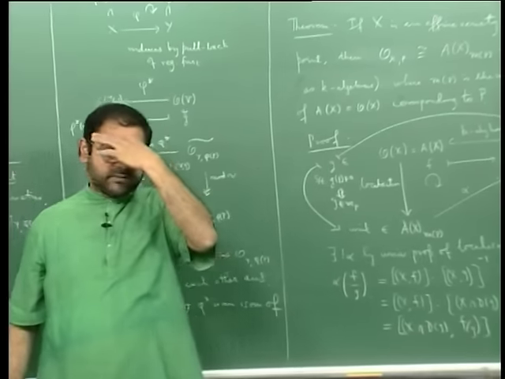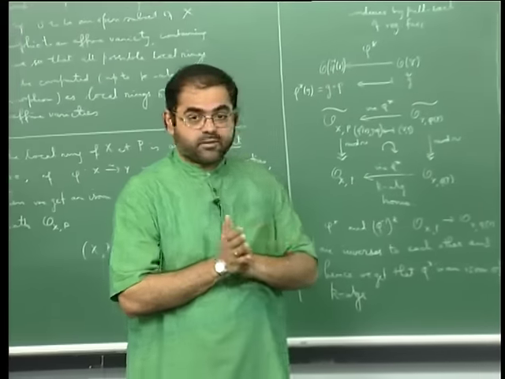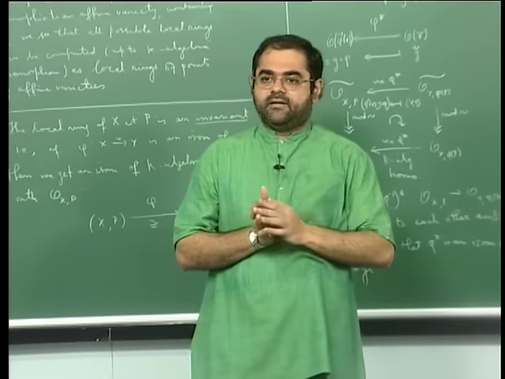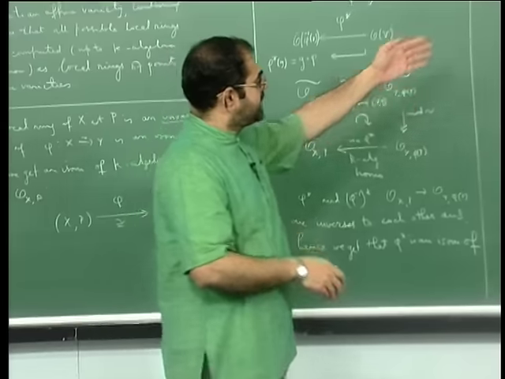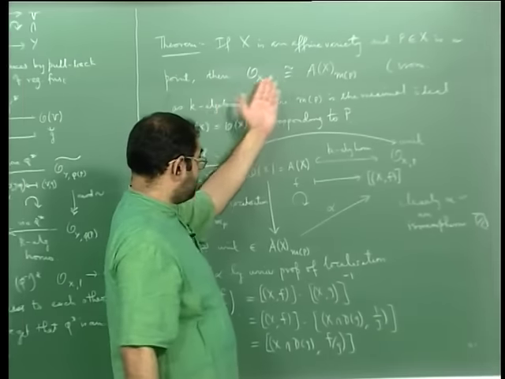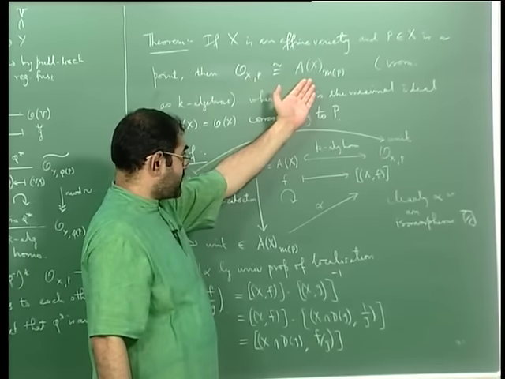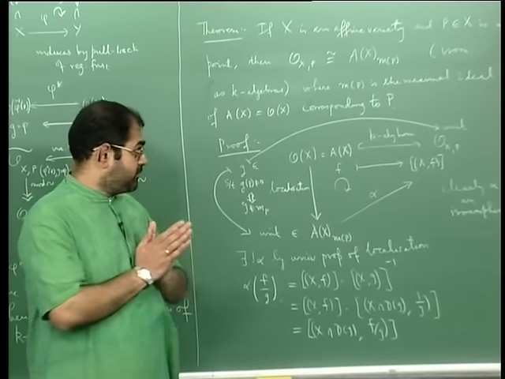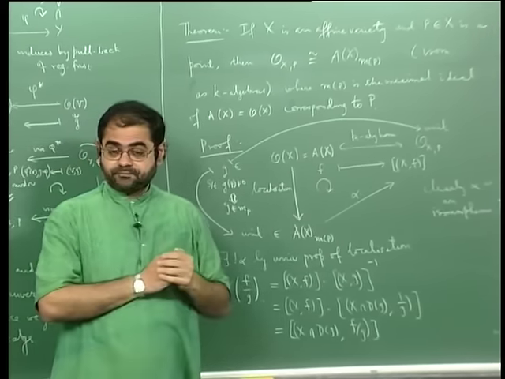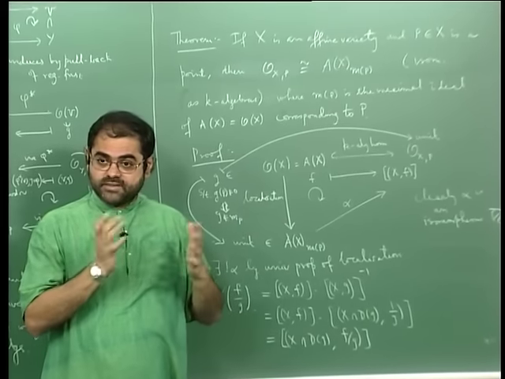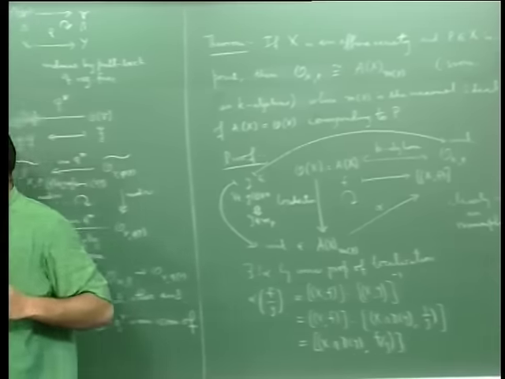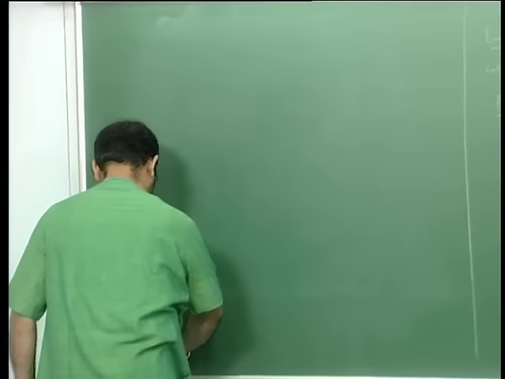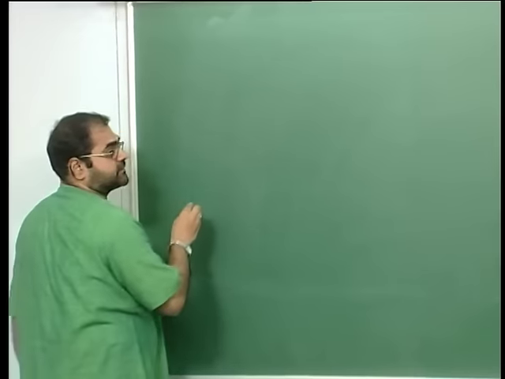Now what I am going to do is try to do the same thing for a projective variety. Just as in the case of an affine variety the local ring is given in terms of localization of the affine coordinate ring, in the case of a projective variety it will be given by a suitable localization of the projective or homogeneous coordinate ring of the projective variety. So let me state that. So here is the theorem.